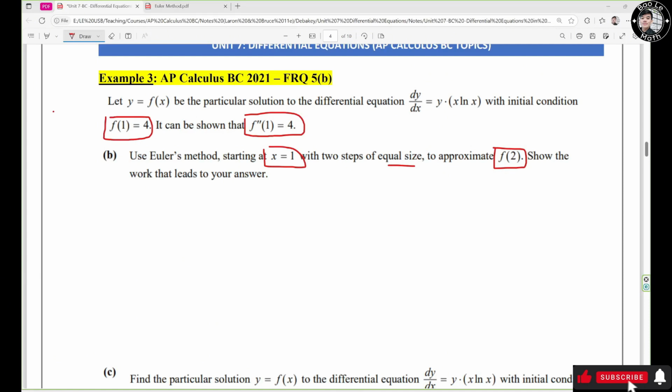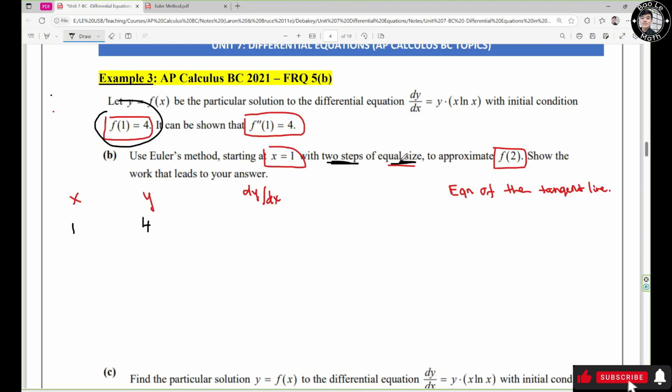You're going to sketch the table. Now, initial condition is right here, 1 and 4, right? So s equals 1, y equals 4, right? Now, two steps of equal size, right? The final value should be 2, right? So this guy should be 1.5 and the last one should be 2, right? Why? Because the step size h equals the final value subtract the initial value, which means 1, right? Divide by 2 steps right here, right? So it could be 0.5, right? So you need to add 0.5 twice, right? So it could be right here.